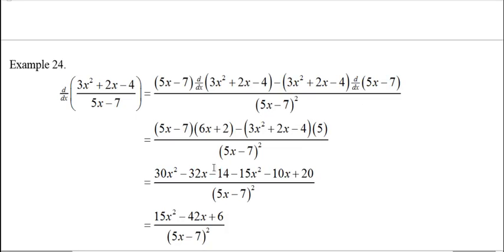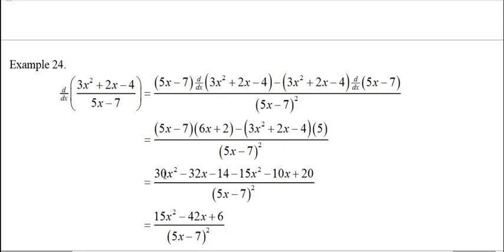Now we're going to clean up a little bit by multiplying out. We'll multiply these first two out with FOIL. 5x times 6x is 30x squared. Negative 7 times 2 is negative 14. For the inner product, I get negative 42x, and the outer product, I get 10x. That's added together to be negative 32x. Here I'm going to take the 5 and the negative 1, so negative 5, and distribute. That makes it negative 15x squared minus 10x plus 20.